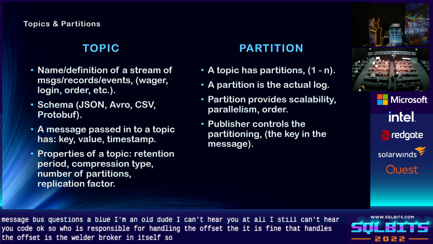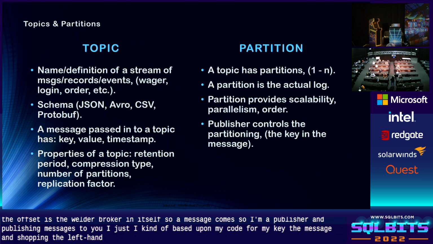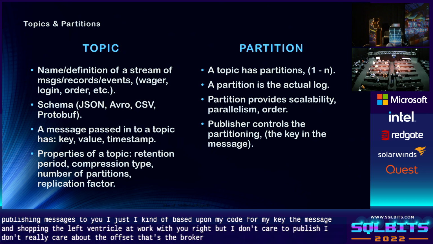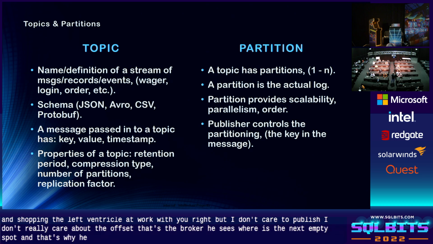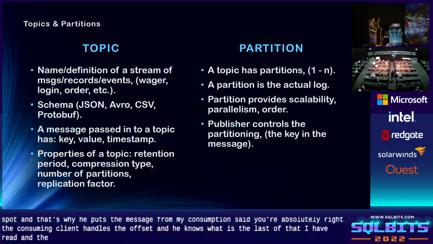The thing that handles the offset is the broker itself. So I'm a publisher, publishing messages to you. Based upon my code and my key, the message ends up with you. But as a publisher, I don't really care about the offset. That's the broker. He sees where the next empty spot is, and that's where he puts the message. From a consumption side, you're absolutely right. The consuming client handles the offset, and he knows the last offset it has read. Cool.